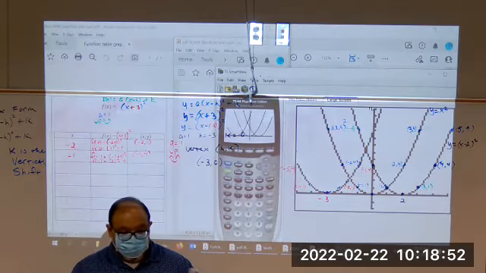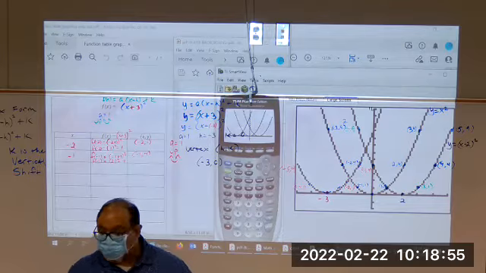So we established that a controls up and down. H is the horizontal shift.